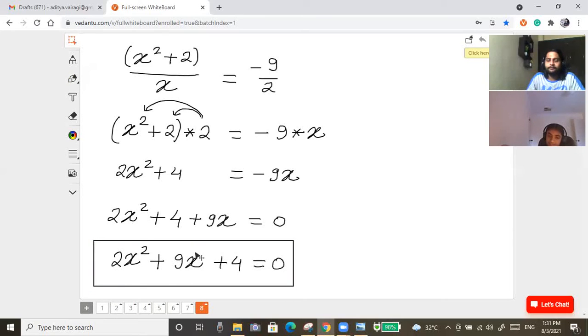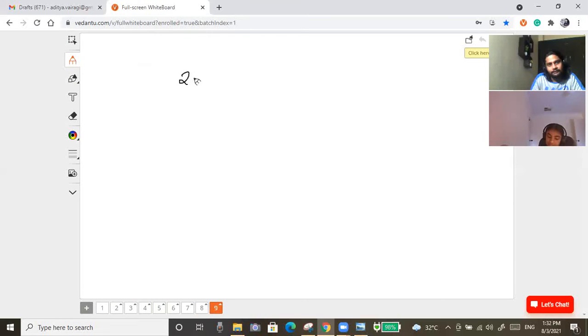So we got this standard form now, and we can now perform factorization. So let's write it here. It's 2x squared plus 9x. Now this 9 is the middle term actually, right? This 9 is the middle term, and plus 4 here. That is equal to 0.